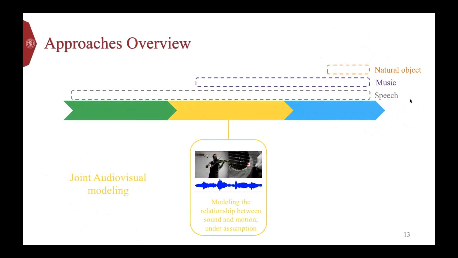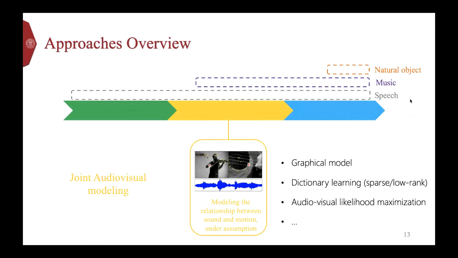So this is the first stage about how to use signal processing techniques to separate the sound. And the second stage is how to achieve joint audiovisual modeling under different assumptions and derive different techniques. So here the different researchers derived different models such as graphical models, dictionary learning, and audiovisual likelihood maximization that aim to model the relationship between sound and motion under different assumptions.